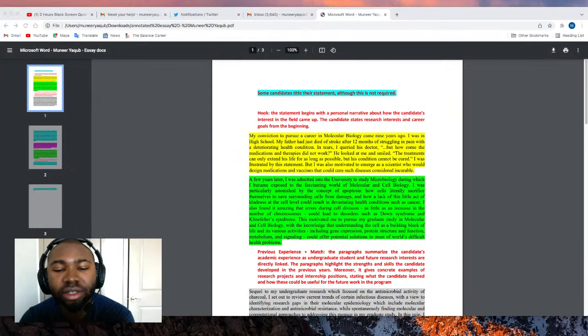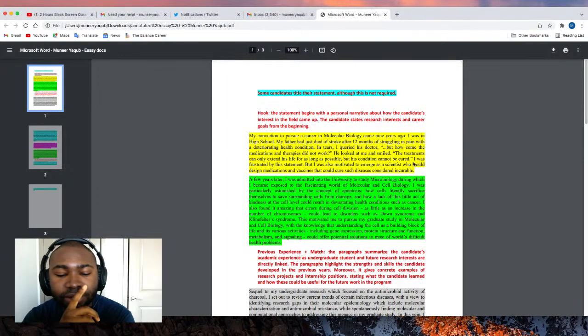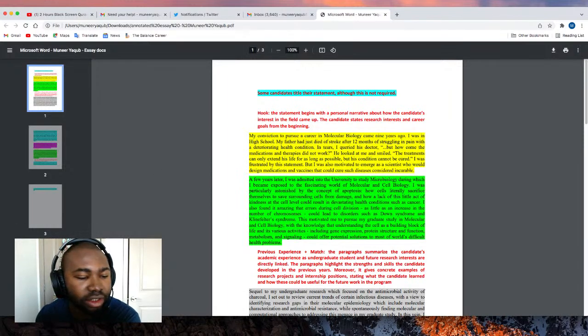So after the second paragraph, then I move to the third paragraph. So this third paragraph, okay, let me come here. Great. So this third paragraph is about my experience, my work and research experience. In fact, my research experience.